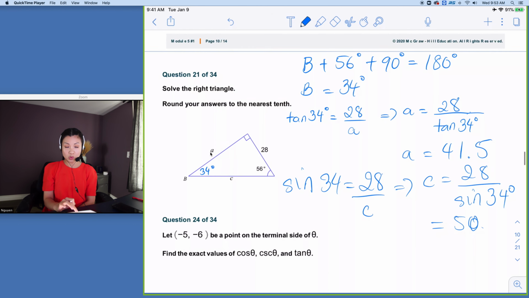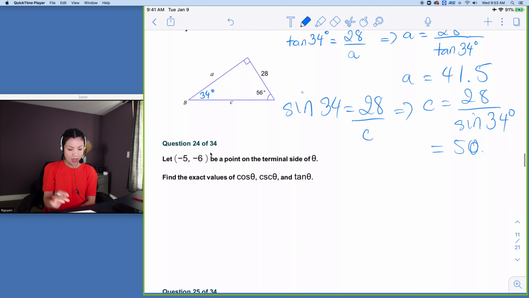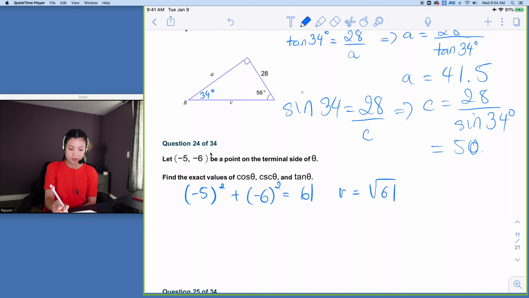Moving on to number 24. So 24, we have a point on the terminal side. They want you to find cosine, cosecant, and tangent. So first of all, we have the point. We need r, right? Because don't forget, we need x, y, and r. So I'm going to use the Pythagorean theorem for this. So I have negative 5 squared plus negative 6 squared equals 61. Okay, so r is the square root of 61.